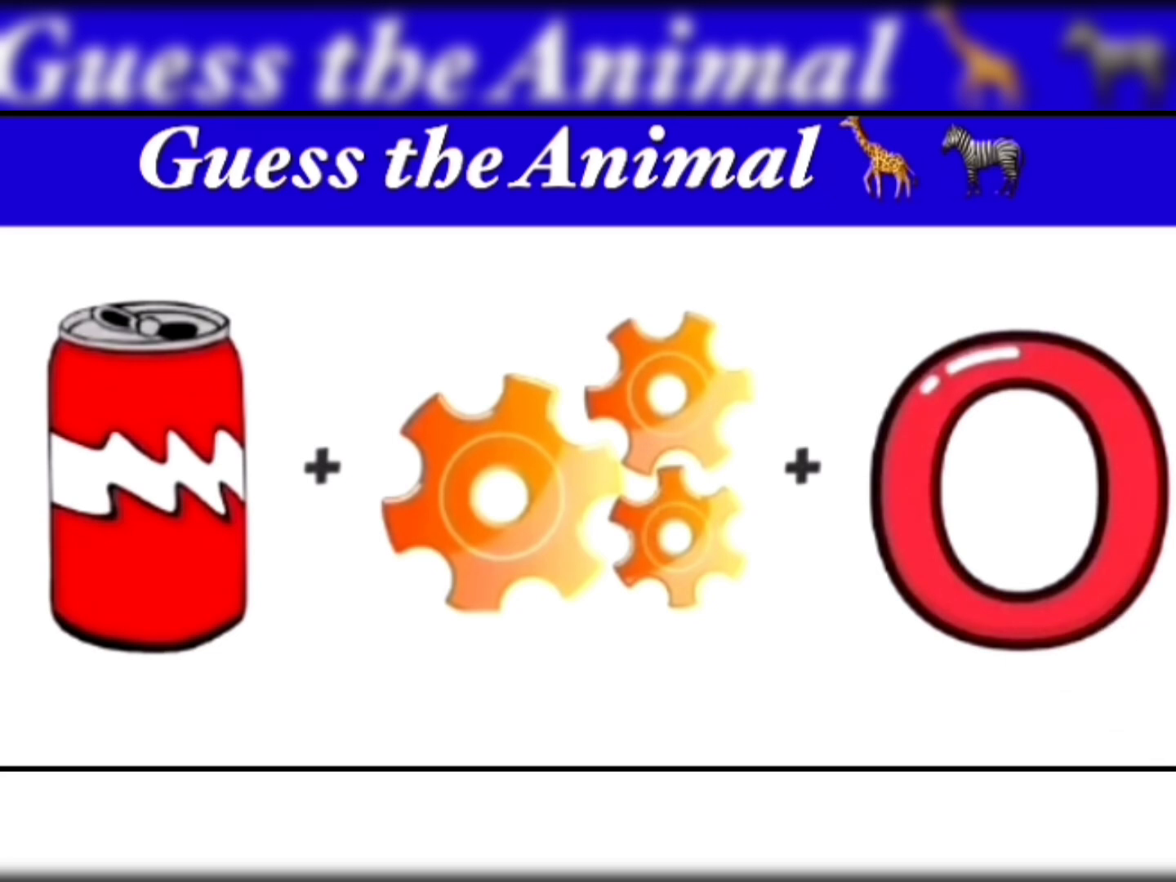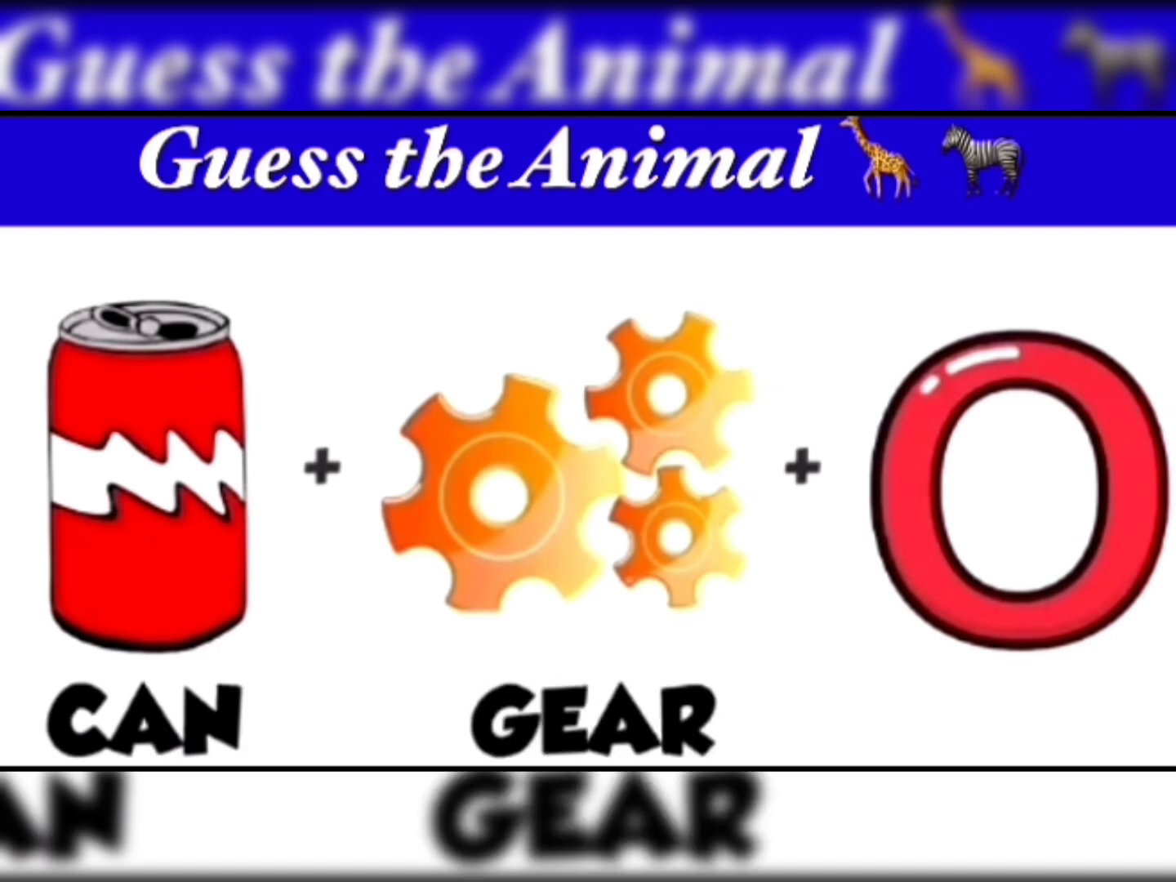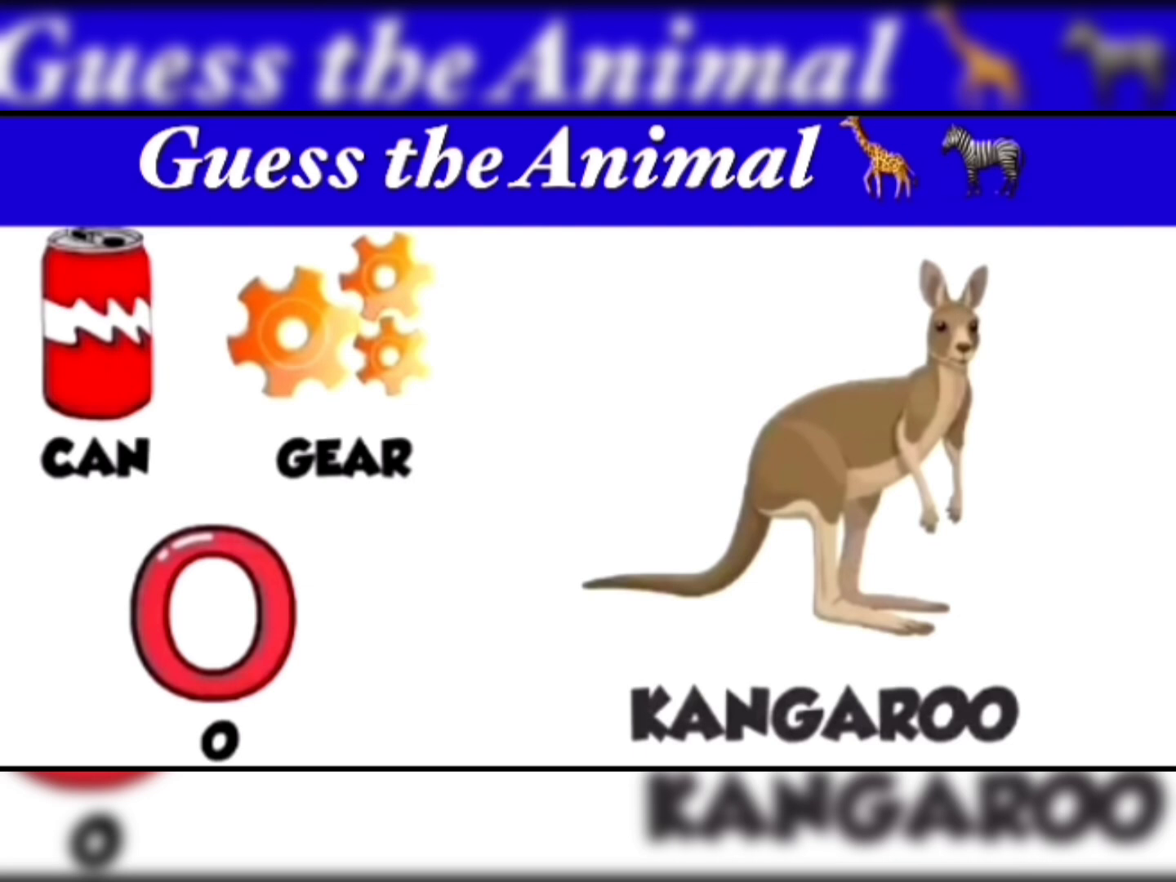Kids, if you guess this right, you are a genius. So the first image is the can, the second one is the gear, and the third one is the O. So it's a kangaroo. Kids, it's such a sweet animal. Now let's move on to the next quizzle.